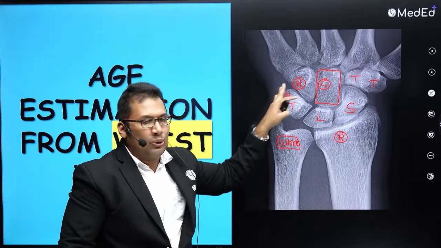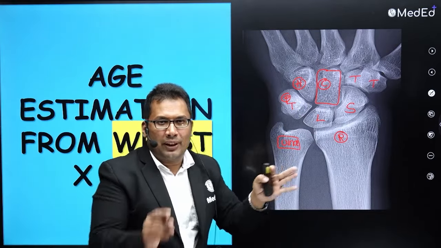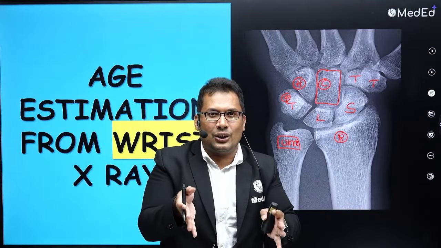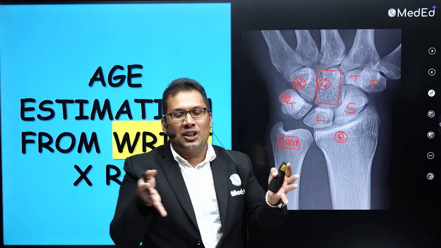All the 8 carpal bones are there. They appeared, but remember, they never fuse. They only appear, they never fuse. So in the exam, they can ask you when they are going to fuse. Your answer should be, sir, they never fuse.